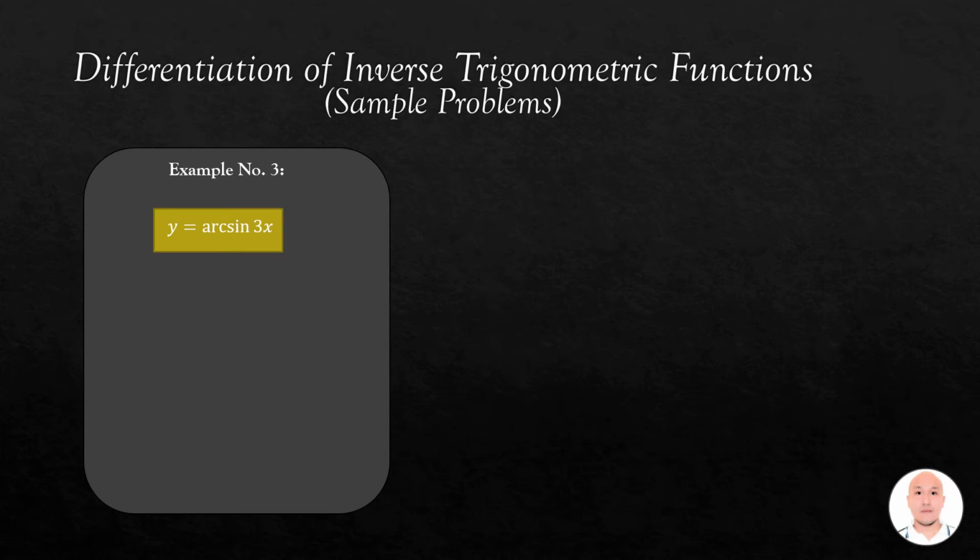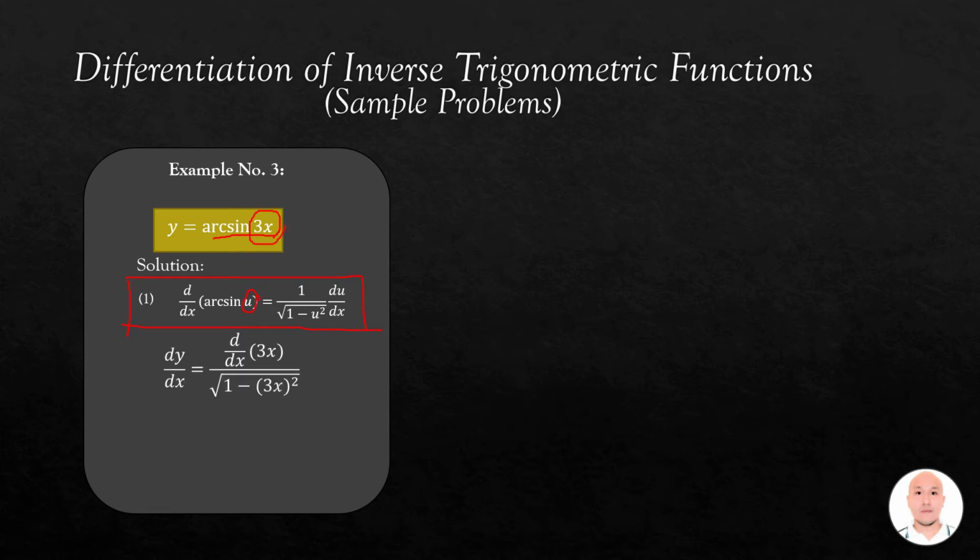Sample number 3, y equals arc sine 3x. Here our problem is in arc sine form, so we'll use formula number 1. d over dx arc sine u is equals to 1 over square root of 1 minus u squared times du over dx. So our u here is 3x. Then we have d over dx of 3x over the square root of 1 minus u squared. Our u again is 3x, so 3x squared.